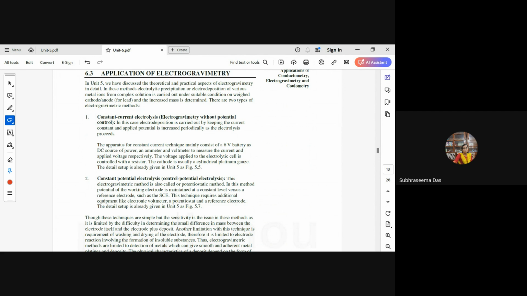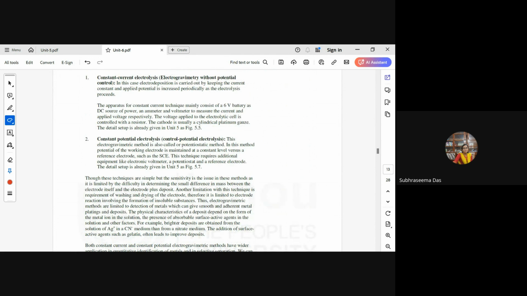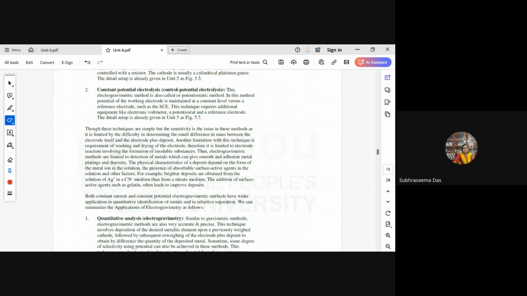One is constant current electrolysis, that is electrogravimetry without potential control, where the electrodeposition is carried out by keeping the current constant and the applied potential is increased. The other is constant potential electrolysis, also called the potentiostatic method, where the potential of the working electrode is maintained at a constant level with respect to the standard electrode, that is SCE.